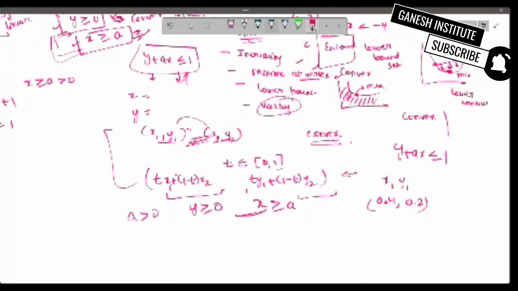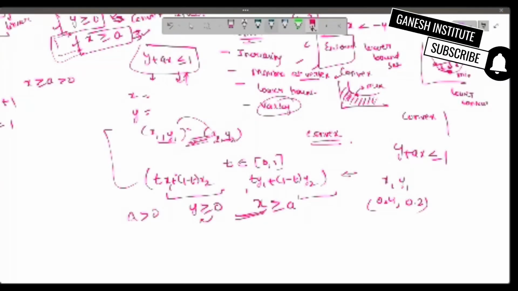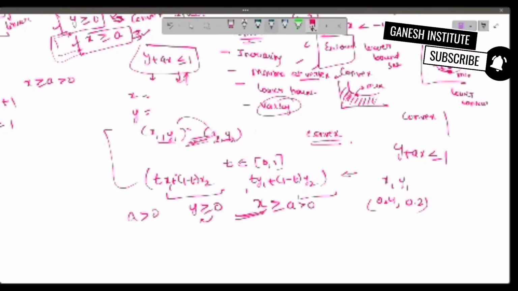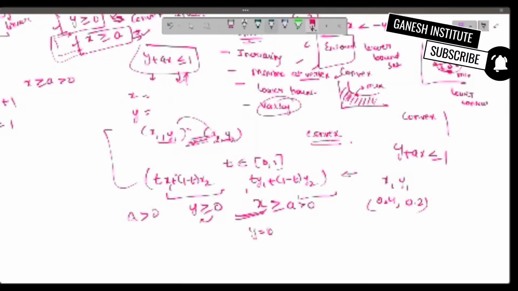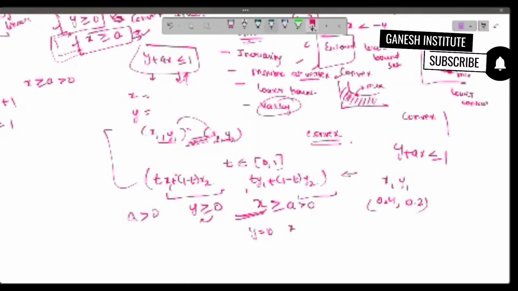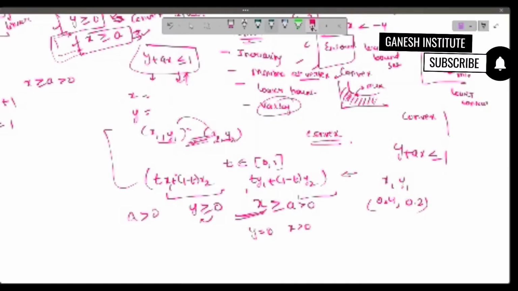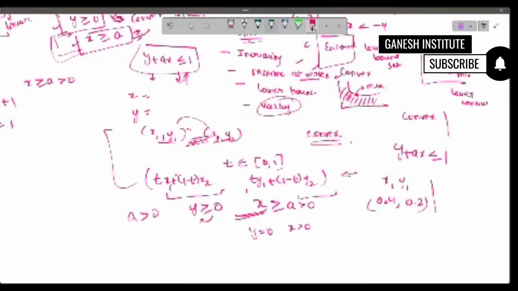There is no relation between x and y, right? If y is greater than or equal to 0 and a is greater than 0, then x has to be greater than 0. The least value of y can be 0, but x will be greater than 0. This is something which we can have. X1, Y1 we have talked about. So a will become what?